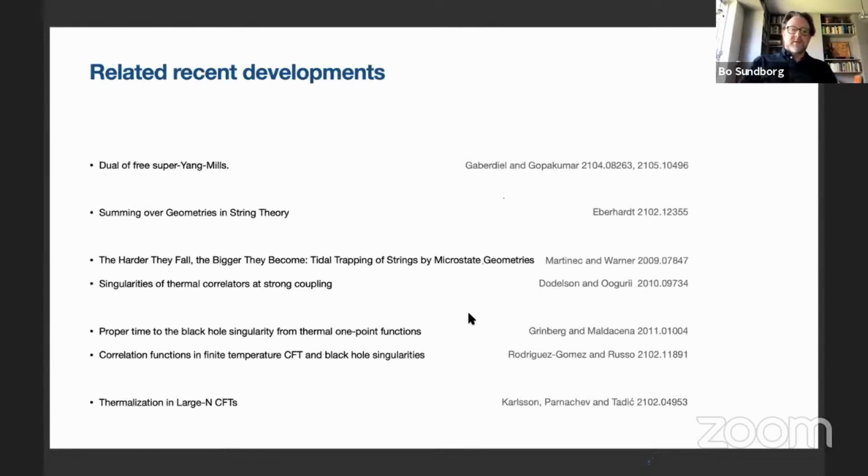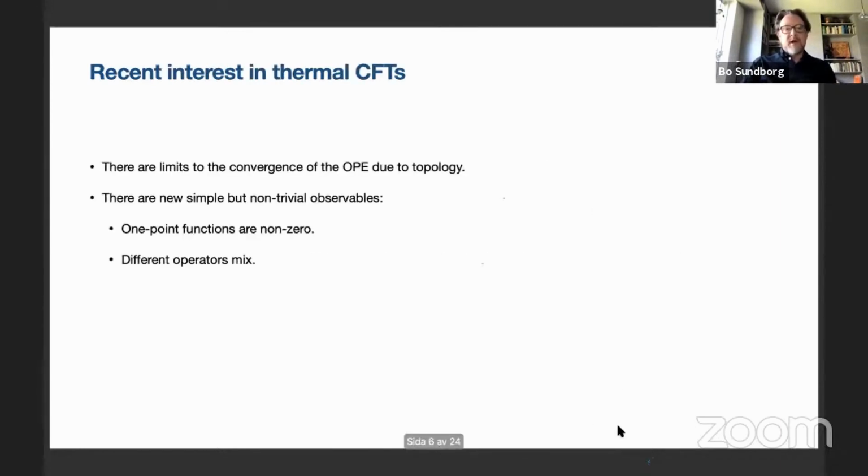And I'm sort of in between two talks here by Matthias Gaberdiel and Sergei Parnachev, and it connects to both, which is nice for me. And in particular, in this paper, Parnachev et al. describe very interesting phenomena by themselves, but also review some of the recent interest in thermal CFTs. And that's interesting for fundamental reasons.